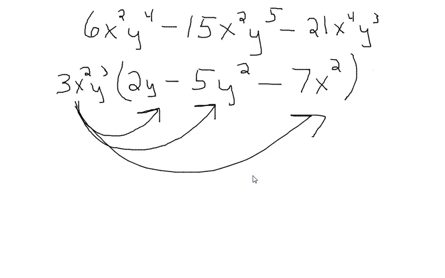That's an example of pulling out the greatest common factor, and you always need to do that no matter what the problem looks like. Even if it's going to be one of the other methods, you still first look for the greatest common factor.